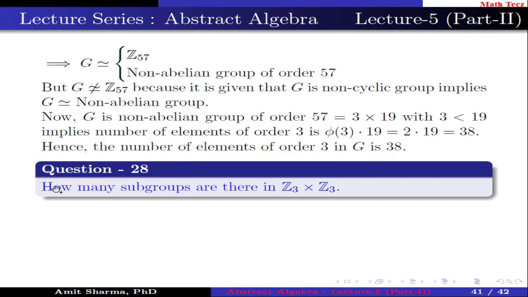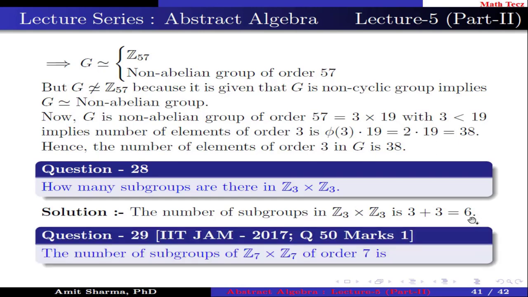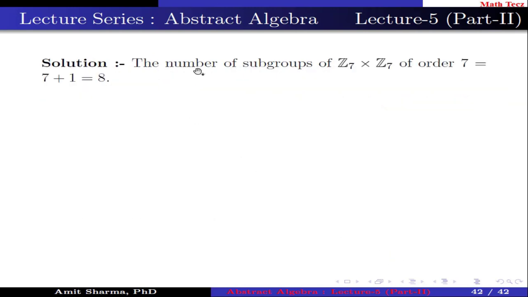Question number 28. How many subgroups are there in Z3 cross Z3? The number of subgroups in Z3 cross Z3 is 3 plus 3, which is equal to 6. Question number 29. This question was asked in IIT-JAM exam in 2017. The number of subgroups of Z7 cross Z7 of order 7 is? The number of subgroups of Z7 cross Z7 of order 7 is 7 plus 1, which is equal to 8.